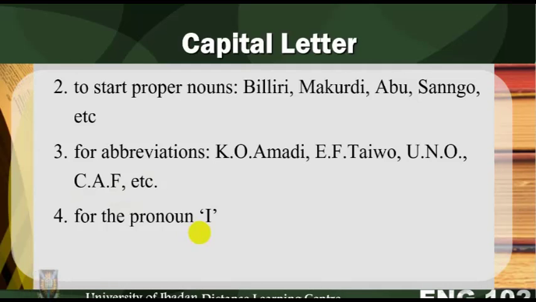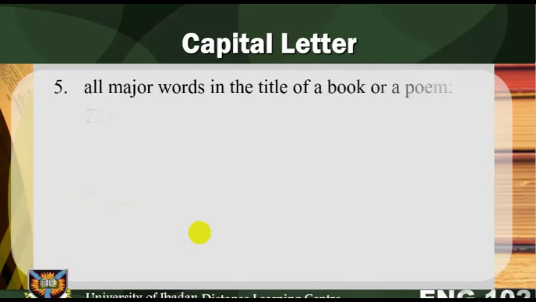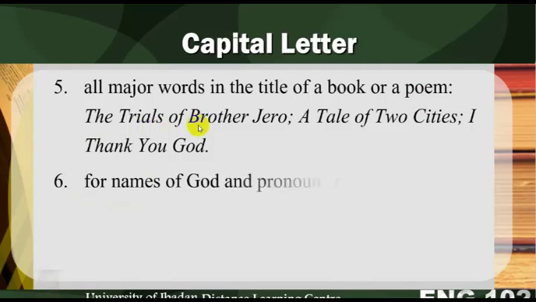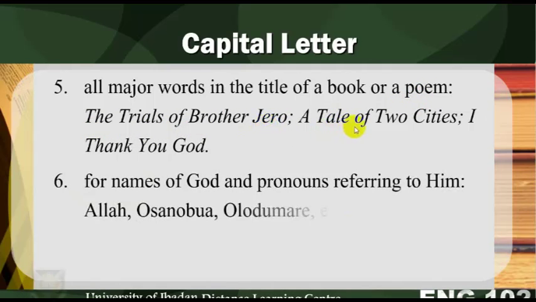Number 5. All major words in the title of a book or a poem: The Trials of Brother Jero, A Tale of Two Cities, I Thank You, God. Number 6. For names of God and pronouns referring to Him: Allah, Osanobua, Olodumare, etc.